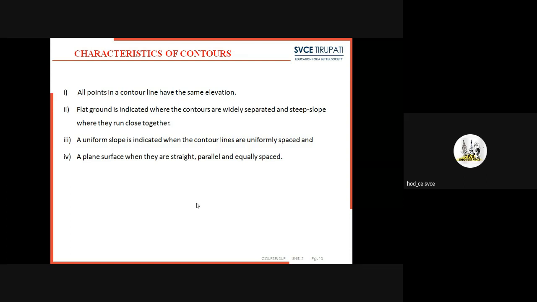And a uniform slope is indicated when the contour lines are uniformly spaced. That means the horizontal equivalent is also the same. When the contour lines are uniformly spaced, then your horizontal equivalent is also the same. A plane surface is indicated when they are straight, parallel and equally spaced.